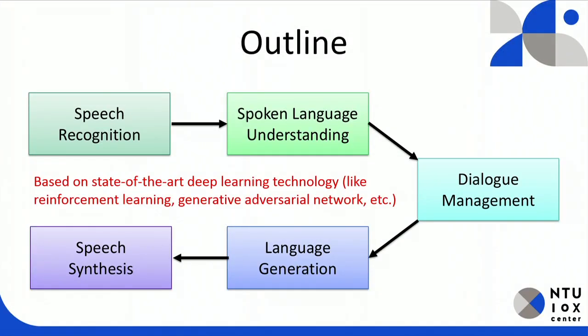And this is the outline of today's talk. I do not have to remind you how important it is if the machine can interact with humans by natural language. But to have a dialogue system, there are at least five modules, including speech recognition, spoken language understanding, dialogue management, language generation, and speech synthesis. We are going to talk about our recent progress in these five fields. All of our achievements are based on state-of-the-art deep learning technology, including reinforcement learning and generative adversarial networks.